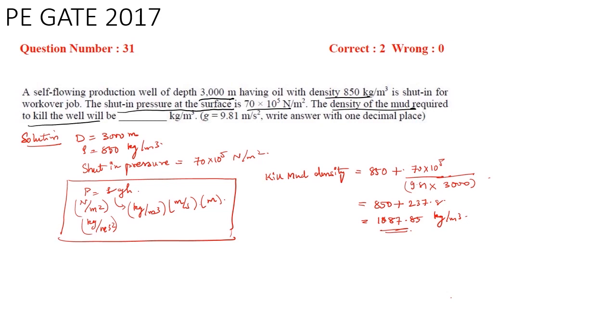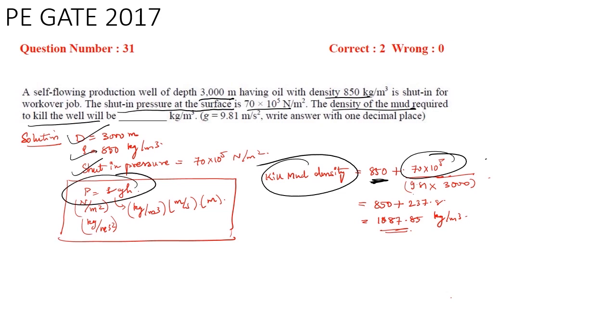We need to find out the kill mud density. Now the depth is given as 3000 meter, density is 850 kg per meter cube and shut-in pressure is given as 70 into 10 raised to 5. Again, very simple numerical. So original mud weight is given as 850 plus the shut-in pressure divided by 9.81 into 3000. As we know that pressure is equal to rho gh. On doing that, I will get my kill mud density as 1087. Again, this is a very simple numerical. Let's move further.